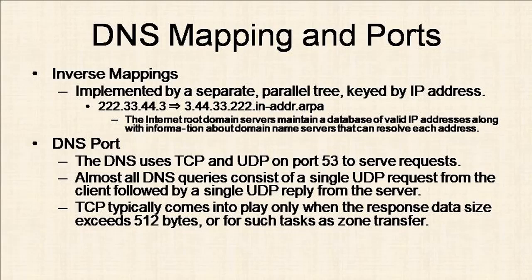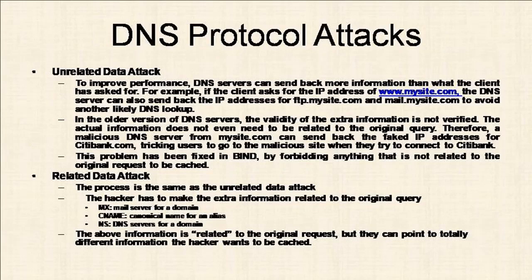Now we'll see the DNS protocol attacks. One is unrelated data attacks, and another is related data attacks. Unrelated data attacks work like this: to improve performance, DNS servers can send back more information than what the client has asked for. This is the main problem with unrelated data attacks. We have already seen this kind of attack previously, where even for a small request a huge number of packets is sent back, as in the UDP attacks. The same kind of thing will be there here also.